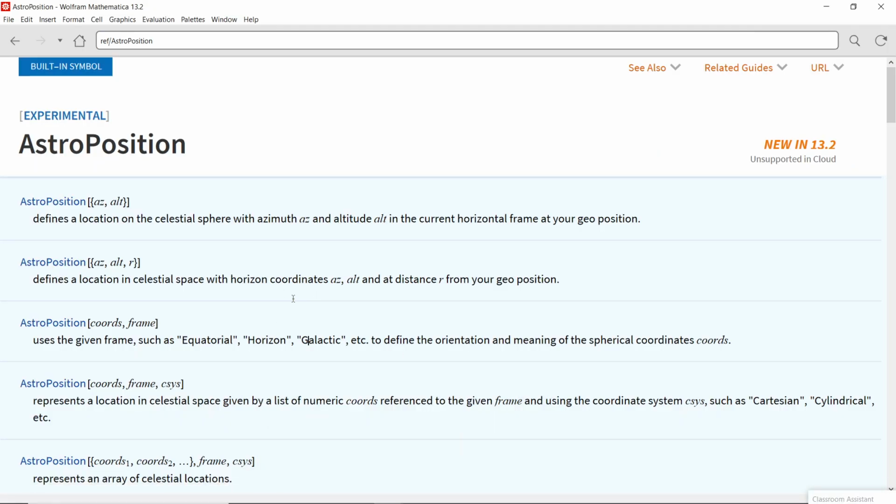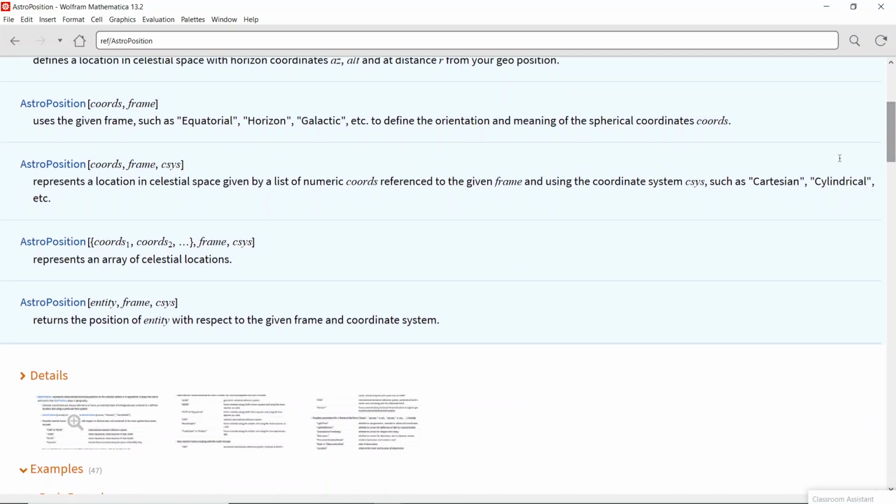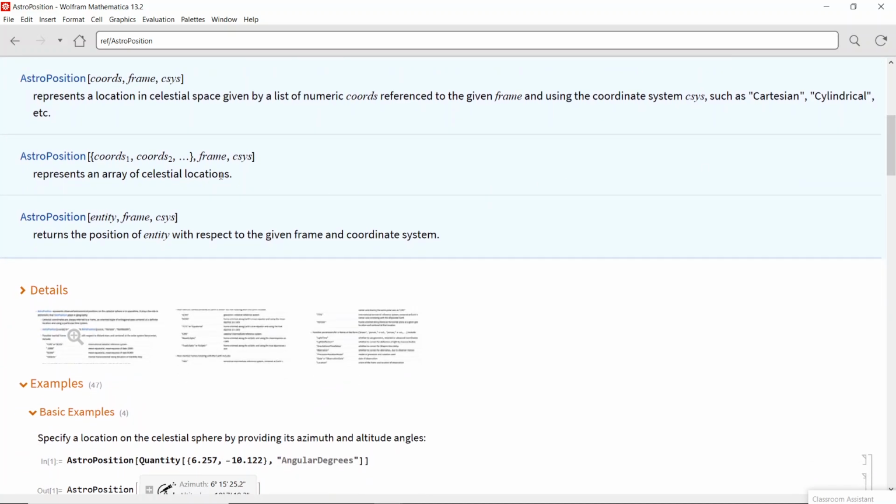Okay, so let me read about this. The AstroPosition coordinate frame uses the given frames such as equatorial, horizon, galactic, etc. to define the orientation and meaning of the spherical coordinates. AstroPosition represents a location in celestial space given by a list of numeric coordinates referenced to the given frame, and using coordinate systems such as Cartesian, cylindrical, etc. It represents an array of celestial locations, the position of an entity with respect to the given frame and coordinate system. Basic example: specify a location on the celestial sphere by providing its azimuth and altitude angles.